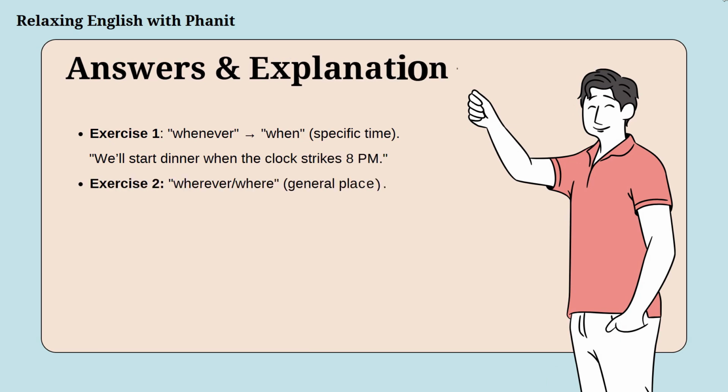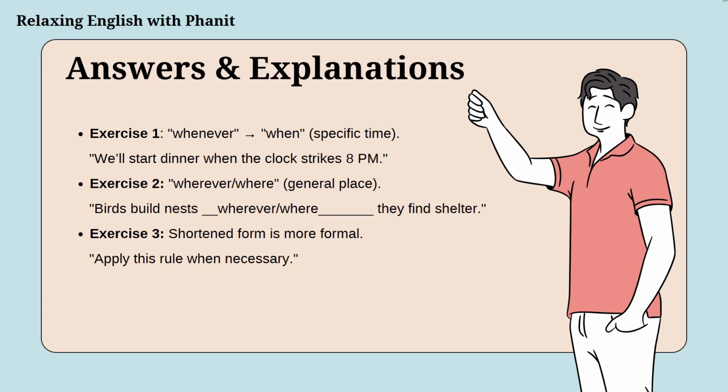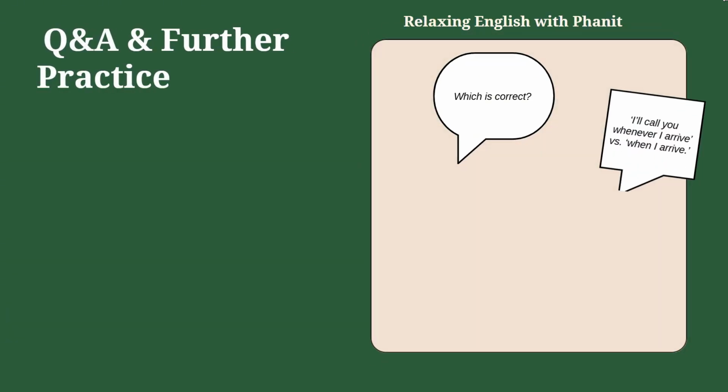Here's why. 1. Whenever changes to when because 8 p.m. is specific. 2. "Birds build nests wherever or where they find shelter." Both work because it's general. 3. The formal shortened form is "Apply this rule when necessary." How did you do? If you missed any, review the earlier slides for tips.